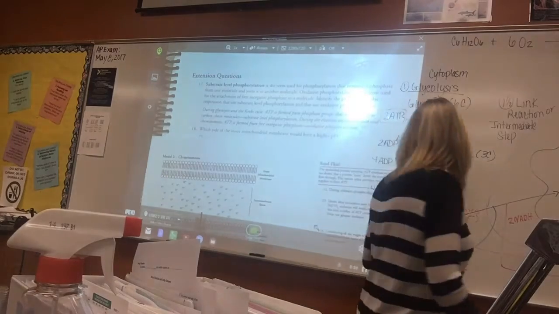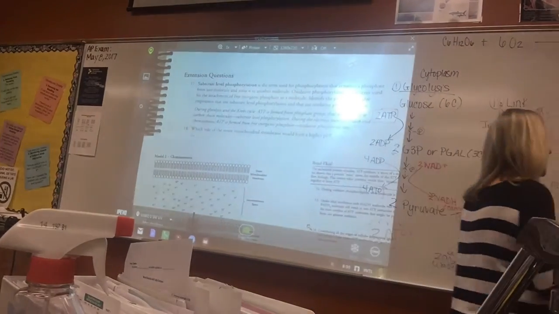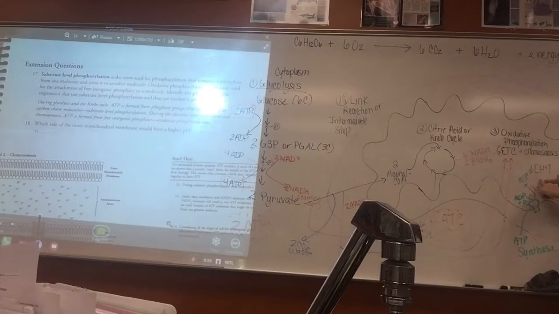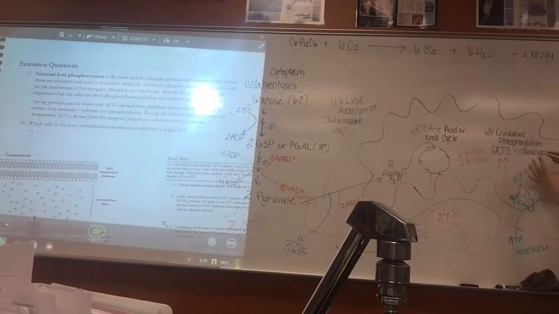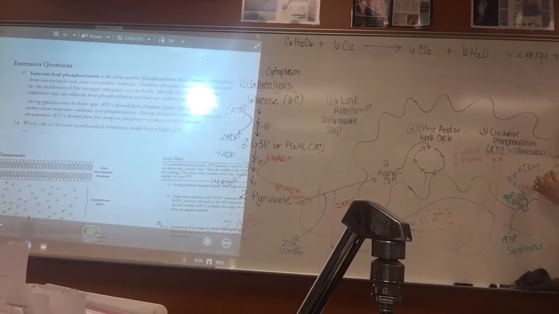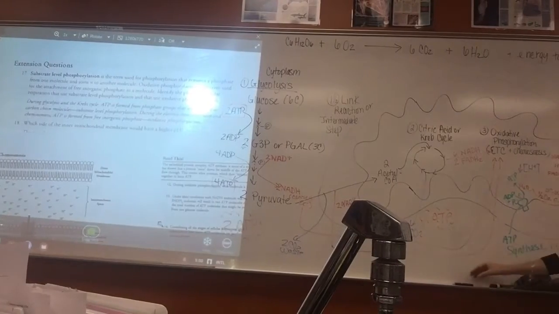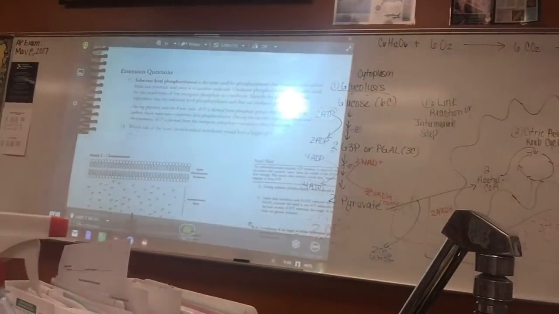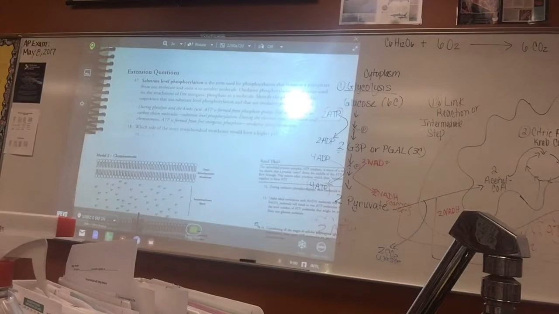So if we look here at the board and we look at the matrix versus the inner membrane space, the matrix has a lower concentration of H pluses, so this inside is more basic than the inner membrane space, because the inner membrane space has the higher concentration. All right, so then what are we at? Number 19.